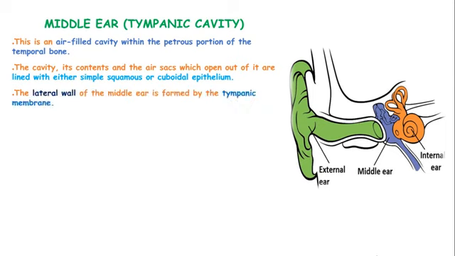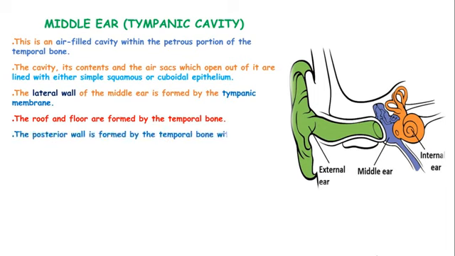The lateral wall of the middle ear is formed by the tympanic membrane, therefore known as the tympanic wall. The roof and the floor are formed by temporal bones, and the posterior wall is formed by the temporal bone with openings leading to the mastoid antrum.